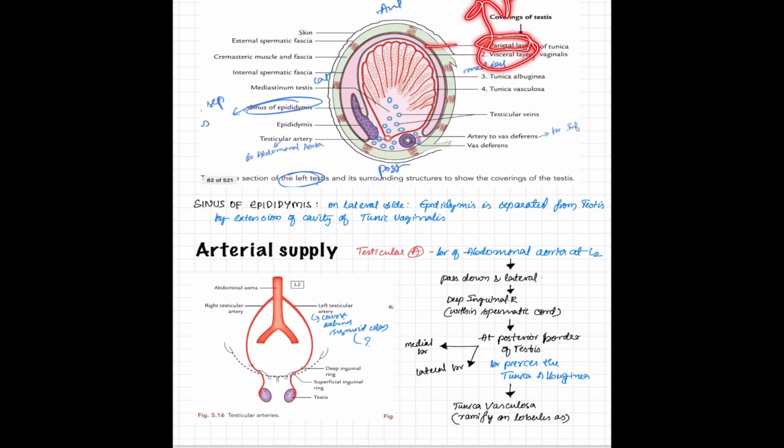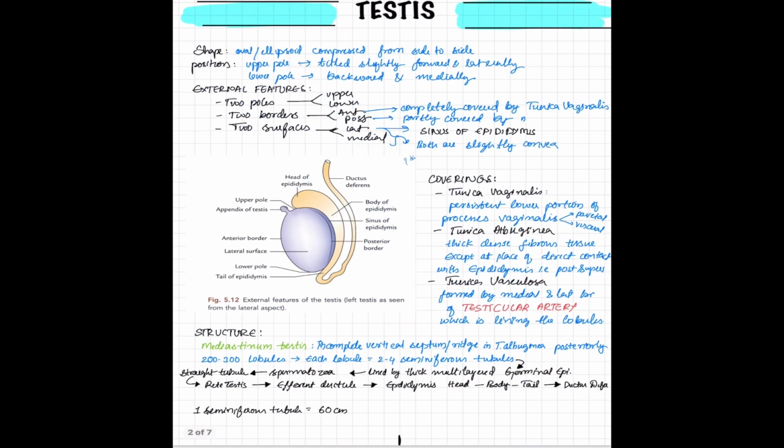Similarly, as we name the peritoneum which lines the body cavities, so this is called the tunica vaginalis. Now you have understood what the tunica vaginalis is. So what is its relation with the borders? Anteriorly it is complete and posteriorly it is not complete.